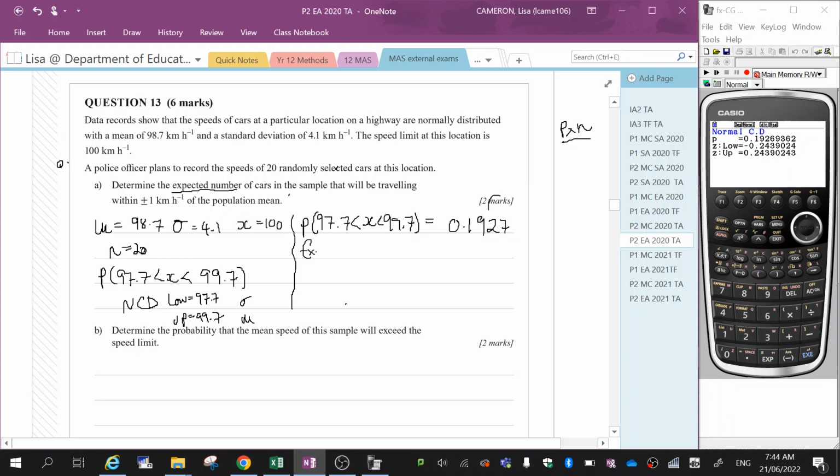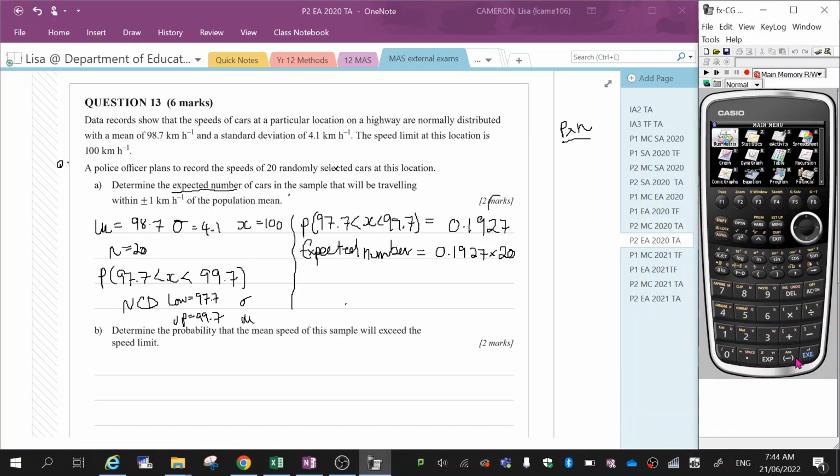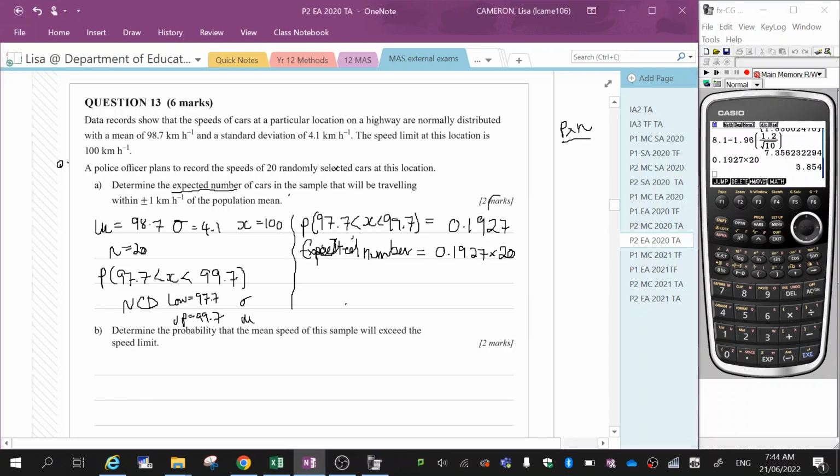Now, the next thing I'm going to do is determine the expected number. So the expected number is going to be equal to the probability multiplied by how many are in the sample. So we're just going to go back to our regular run matrix to do that. 0.1927 times 20. Okay, so our expected number is 3.854. So therefore, we expect 4 people. That number will round up. So we expect 4 people to be caught out by this.